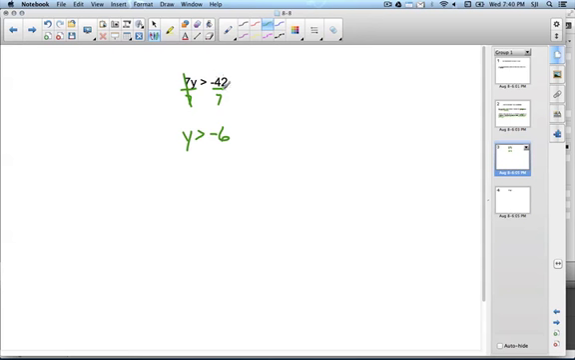So don't be confused. Just because 42 is negative here doesn't mean that we're going to change the direction of the inequality sign. The number that you divide or multiply both sides by has to be negative in order to change the direction. Let's try another example.